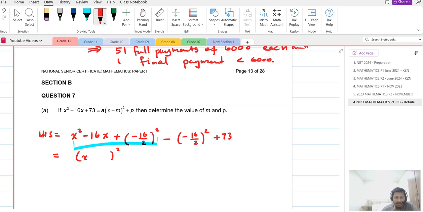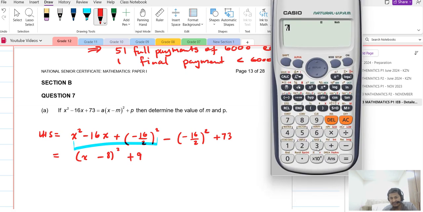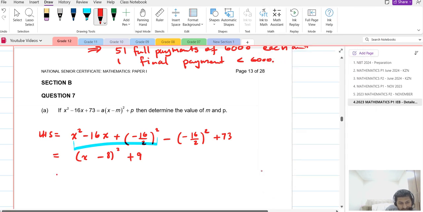and put a negative. What is minus 16 divided by 2? That's negative 8. Now if you open this up, you'll definitely get this, because negative 16 divided by 2 is negative 8, and if you square that, you will get 64. So this is basically 73 minus 64, so you're going to get plus 9. What is 73 minus 64? So we are getting 9. So what's the value of m? Therefore a equals 1, m equals 8, and p is equal to 9.